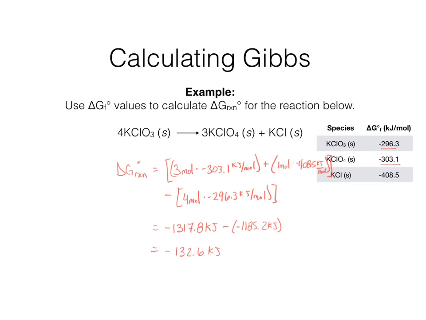Okay, so in the next video, we're going to continue working with the Gibbs free energy and talking about the concepts involved. So I hope these are helping.